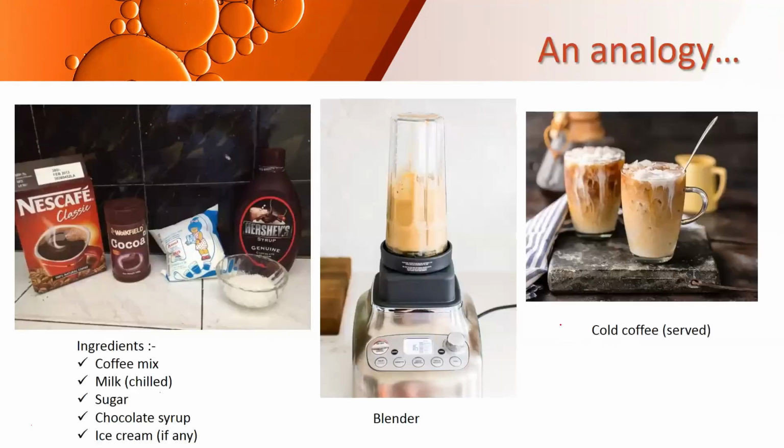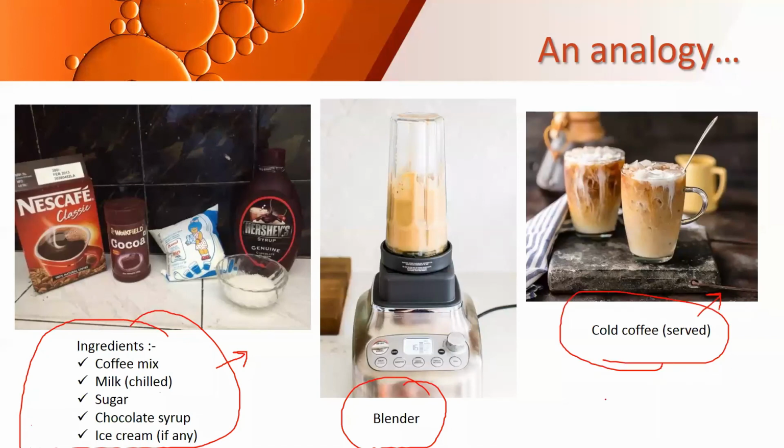Let us see a small analogy from our daily life. Nothing can be more delightful in this hot summer than a glass of chilled cold coffee with ice cream, my personal favorite. Okay, so you can see over here in the first image, these are the ingredients which you use for making cold coffee. So this can be referred to as what? Can you think and tell me? Ingredients, you have a blender which you will be using for blending all those ingredients, and finally you'll have a chilled glass of cold coffee served.